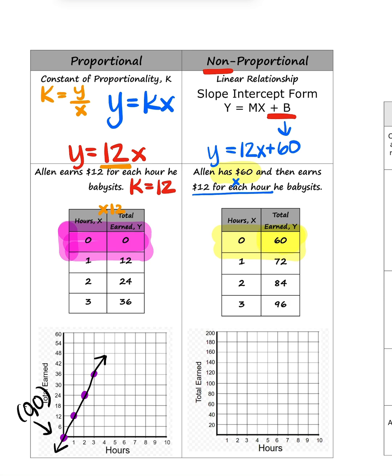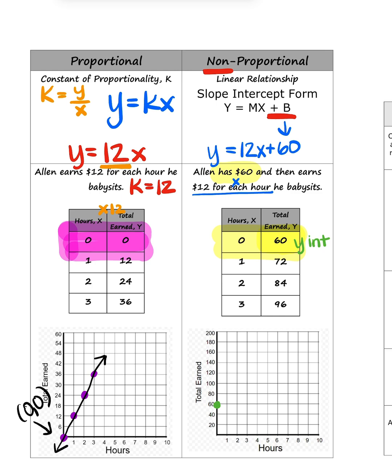And then if I were to graph these points on my graph here, grab my green, I'm going to walk 0, and then I'm going to rise 60. So my beginning point is no longer at 0, 0. My beginning point is somewhere else along my y-axis. And in this case, 60 is my y-intercept. It's where I'm crossing the y-axis.